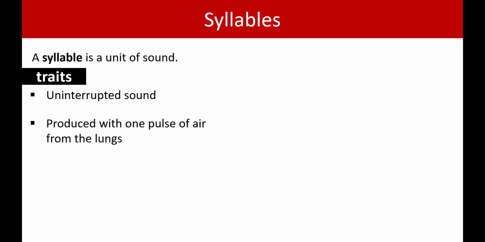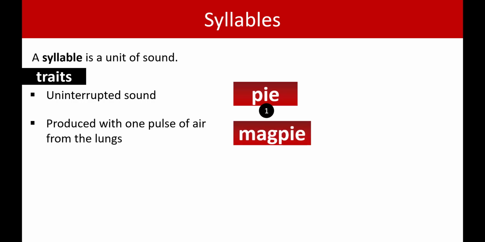So here's an example. Pie. That is a one-syllable word, pie. It's an uninterrupted sound. Let's look at the next one. Magpie. That is a 2-syllable word. It is made up of 2 uninterrupted sounds, mag and pie.